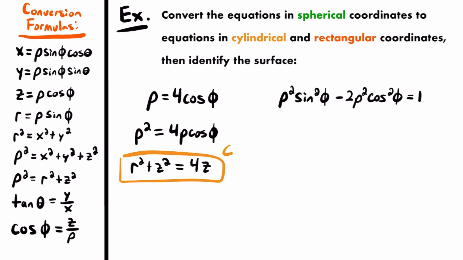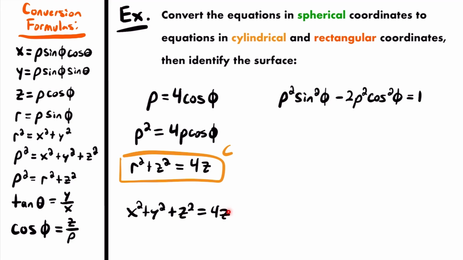That equation is in terms of r and z, so we're good to go. But then for rectangular, things get a little bit trickier. We can replace r squared with x squared plus y squared. So we'll have x squared plus y squared plus z squared equals 4z. And technically that would be the equation in terms of rectangular coordinates, but it's not entirely clear what surface that represents, at least in terms of specifics. I can tell that it's a sphere because we have x squared plus y squared plus z squared, but what it's equal to is another term involving z.